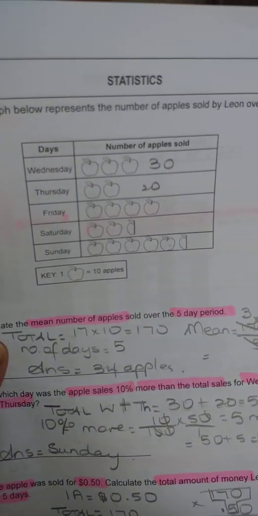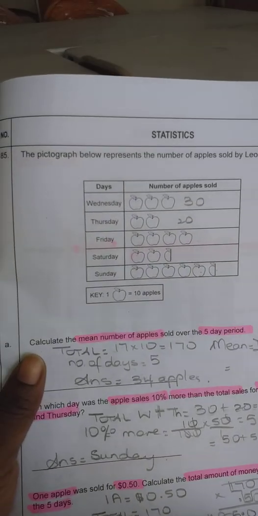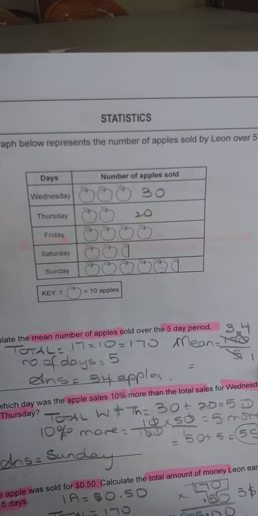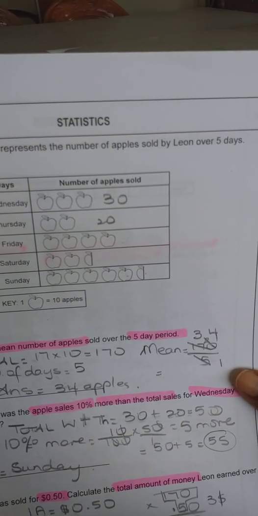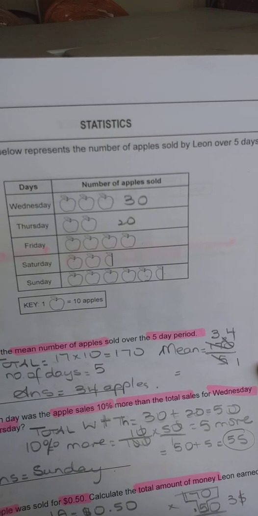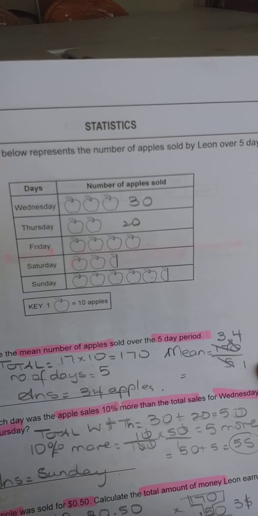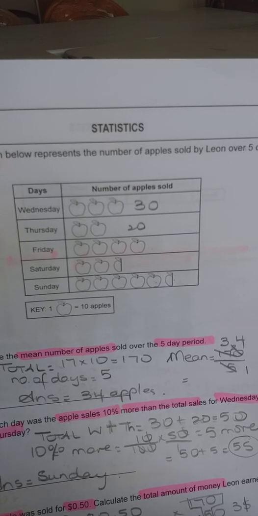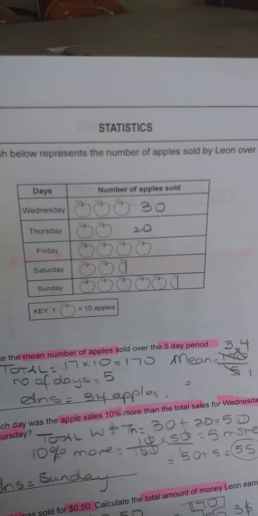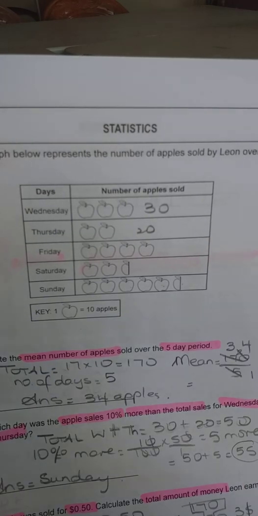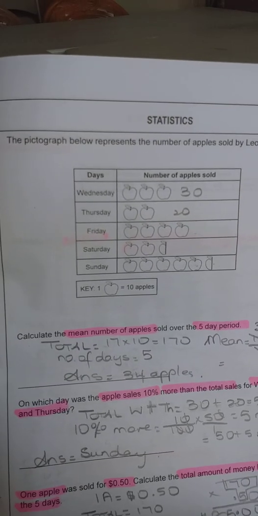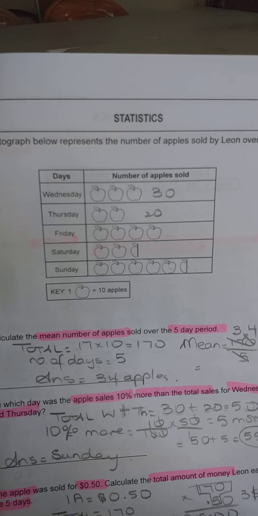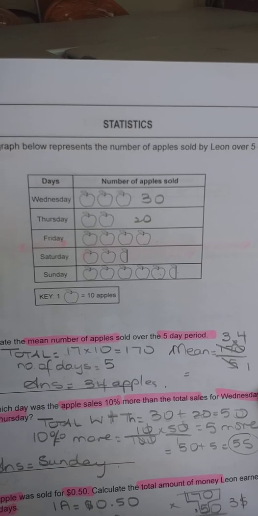Okay, so we're moving on to the next question. The pictograph below represents the number of apples sold by Leon over 5 days. So we have Wednesday, Thursday, Friday, Saturday, and Sunday. Look at your key. Your key is very important. One symbol represents 10 apples, right?